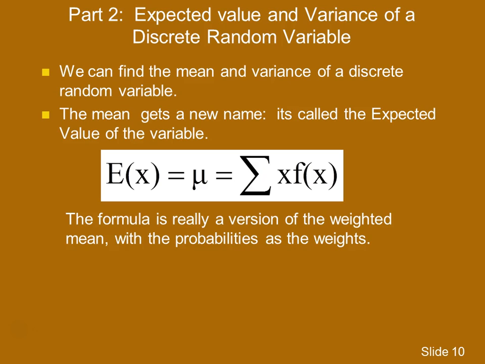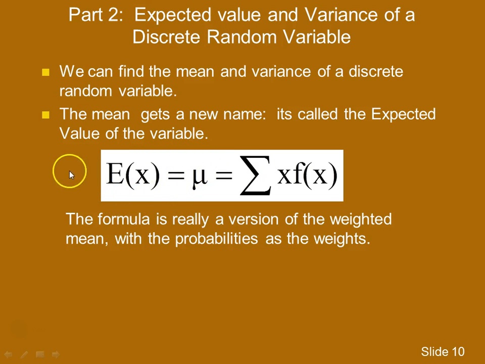Let's start with the mean. The mean actually gets a new name. It's called the expected value of the variable. And here's our formula for the mean or expected value. First, we're going to give it a new notation. E of x stands for the expected value of x. But it's exactly the same as a population mean.